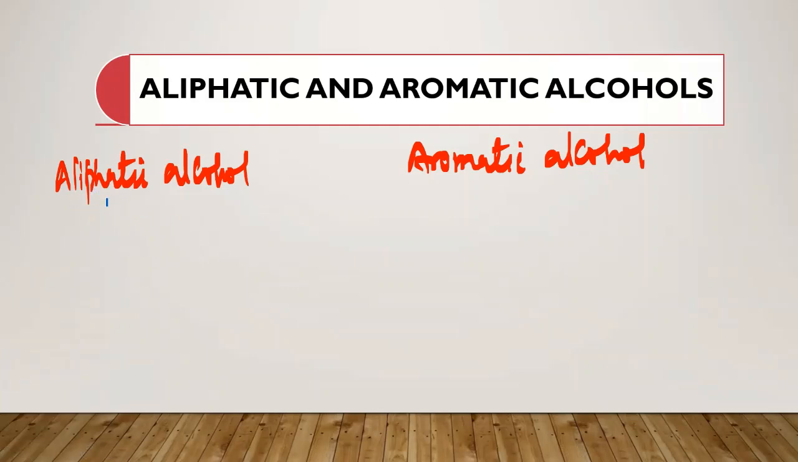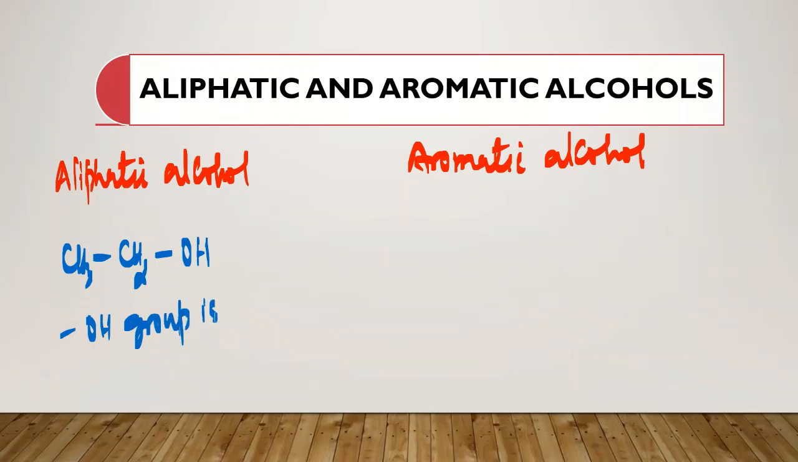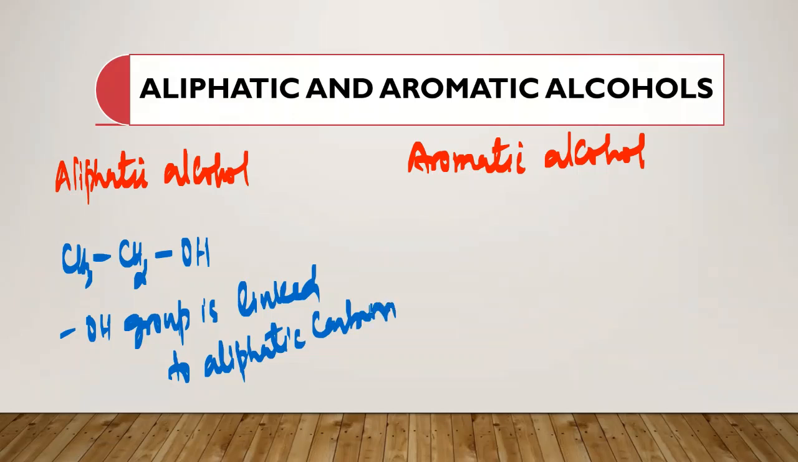You are aware of the fact that aliphatic means open chain, my dear friends. So obviously, here the OH group will be attached to the aliphatic carbon chain. So look here, the OH group is attached, or you can say linked, to the aliphatic carbon chain.